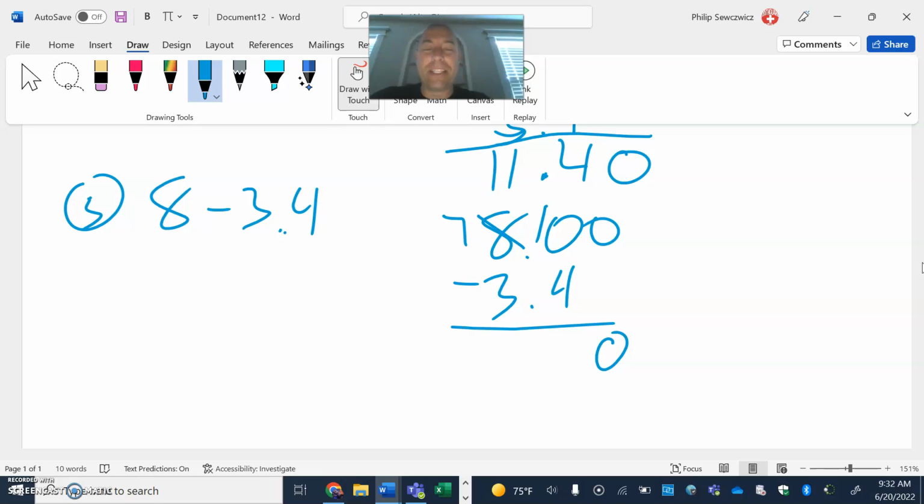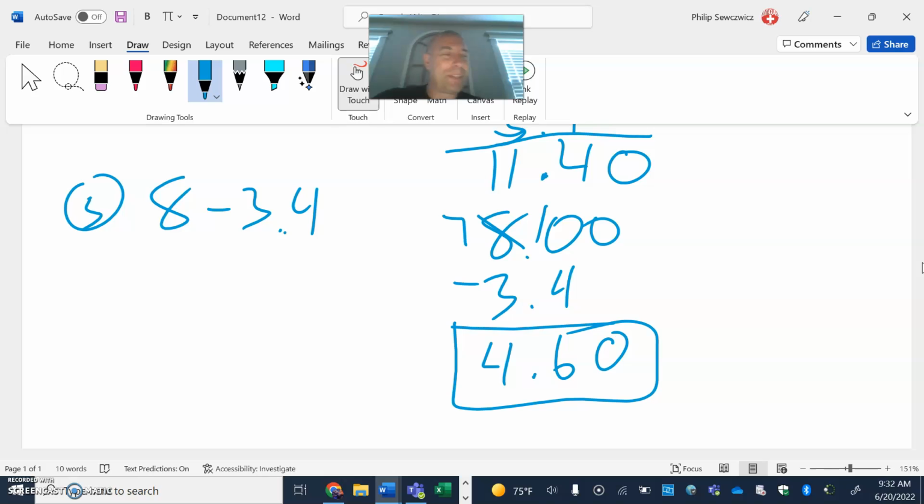Now we can do 10 minus 4. I can do 7 minus 3, which is 4. I think I said 10 minus 4 is 4. 10 minus 4 is 6. Bring my decimal straight down. So if you had 4.6, great. If you said 4.60 like I've got, that's fine as well too. That 0 does not affect things at all. So yeah, there we go.